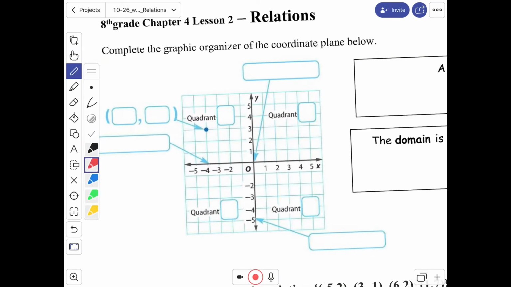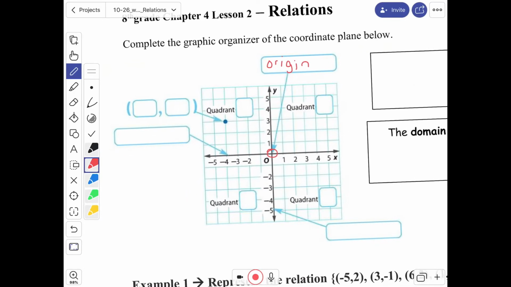So this point here in the middle is called the origin, which means beginning, the 0, 0 point. This line that goes horizontal is called the x-axis. And the line that goes vertical is called the y-axis.